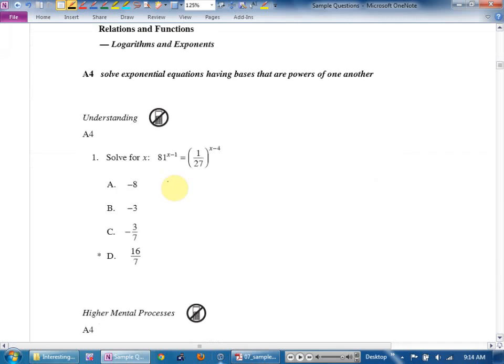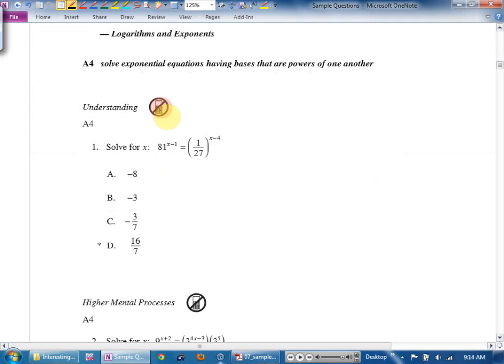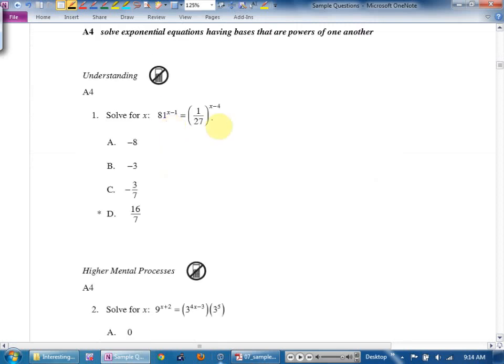So, what do you think this symbol here means? No calculator. So on your exam, they're going to give you a non-calculator exponential. What it's going to be is, it's going to have exponents that are powers of each other. What do 81 and 1 over 27 have in common?